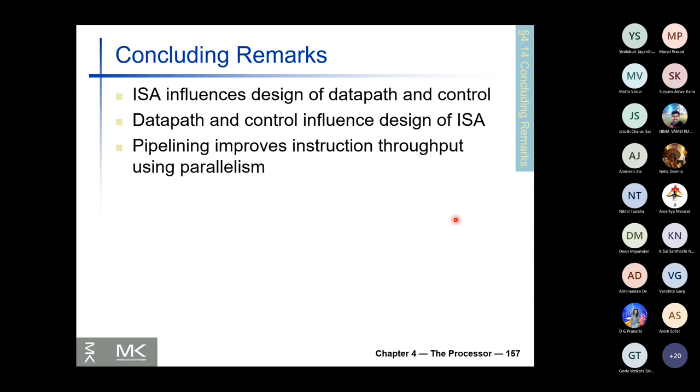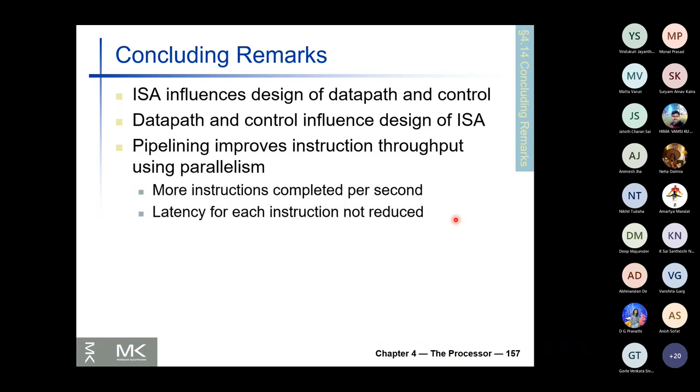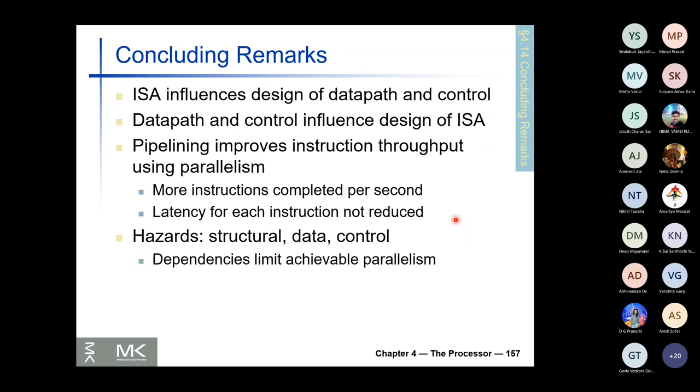So it is basically one step forward to parallelism. Later on, this will lead to superscalar architecture and so on. So more instructions completed per second, latency not reduced, different kinds of hazards and dependencies limit the parallelism that can be achieved. And there is a limit on the power wall also, because as the hardware layout and complexity increase, more and more power will be consumed, but there are limitations on that. So you may hit the power wall.